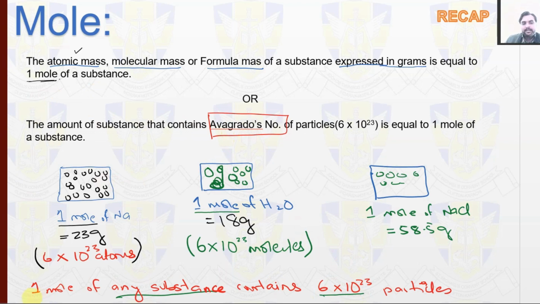So for example, if I have 2 moles of a substance, how many particles would be there? Obviously the double of it. So you have to multiply Avogadro's number by 2. If I have 3 moles, obviously you have to multiply this Avogadro number by 3, right? So in this way you can solve the various examples of it.